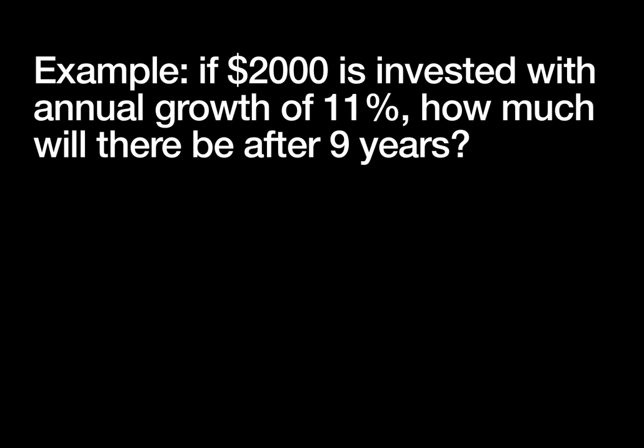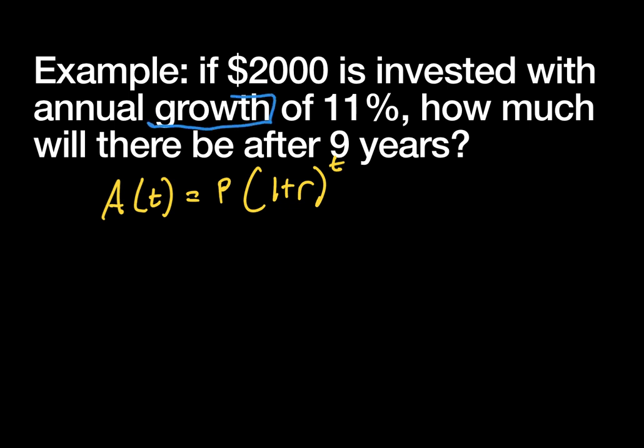So for example, we have this. I'm going to write my function as A of T equals P times (1 plus R) to the T. And the reason why I'm doing 1 plus R, because I've already done this problem and looked at it, well, actually I wrote it, is because it says it's growth. The minute it says growth, I know I'm doing 1 plus.